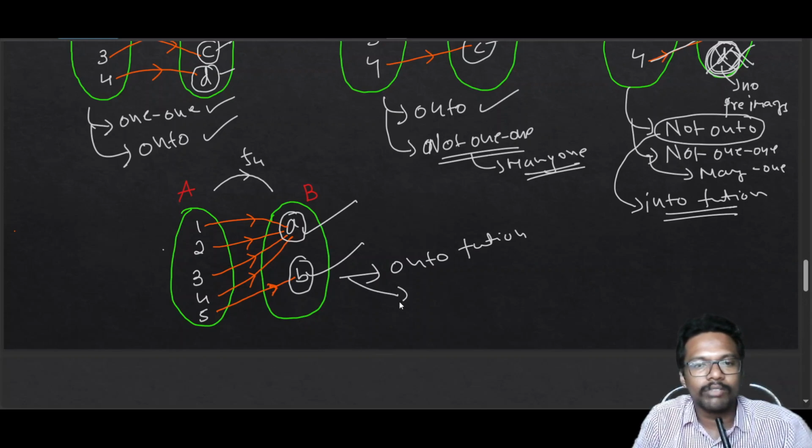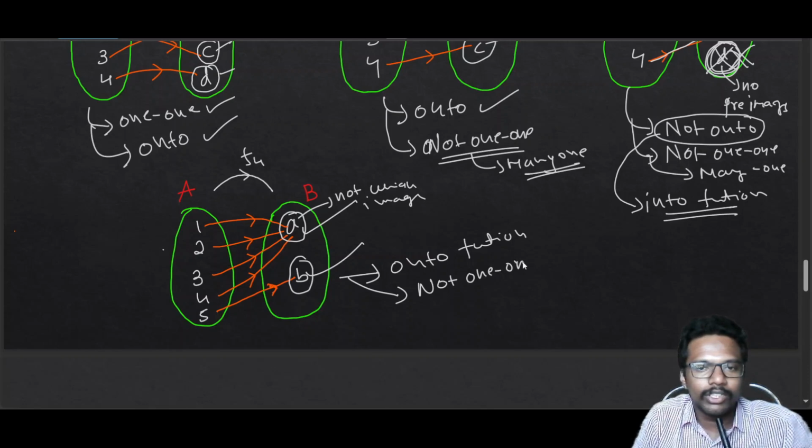But if you check for 1-1, we focus on the domain part. For 1 the image is A, for 2 also image A, 3 also image A, 4 also image A. It is not a unique image. So A is not a unique image, which means it is not 1-1. Not 1-1 means we can say it is a many-one function.